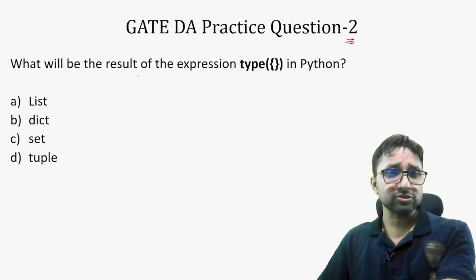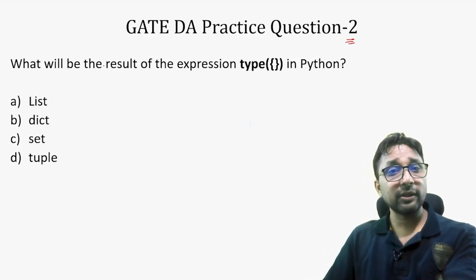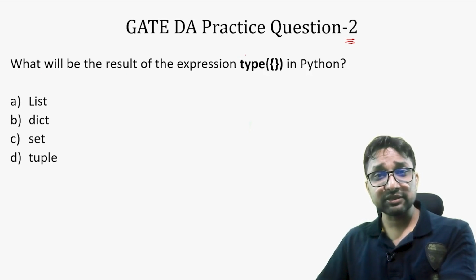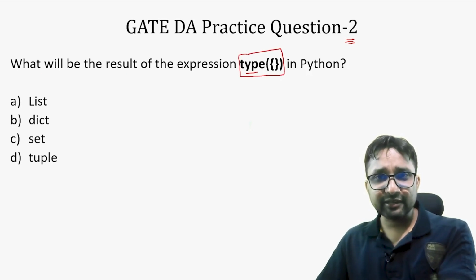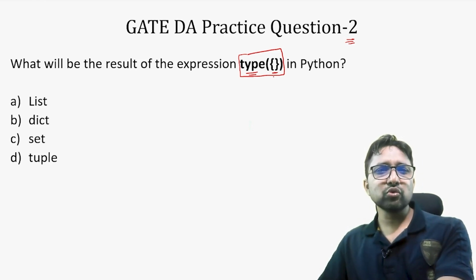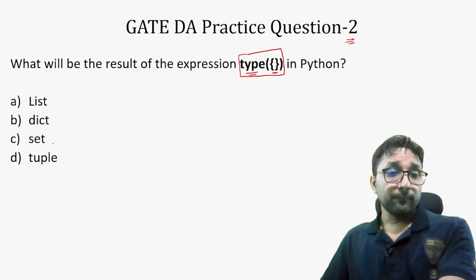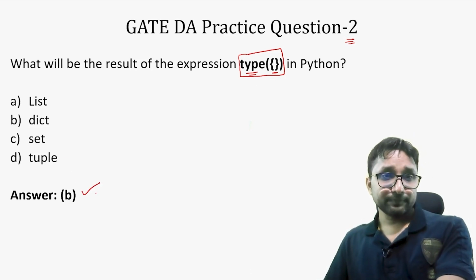What will be the result of this expression? So we are checking the type of these curly braces. Curly braces we use for defining a dictionary actually. So B is the right output over here.